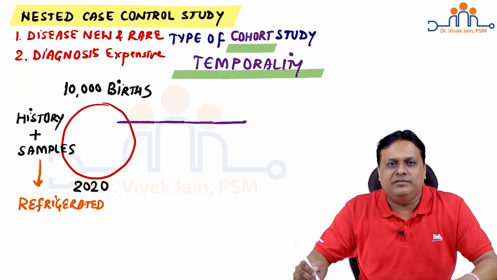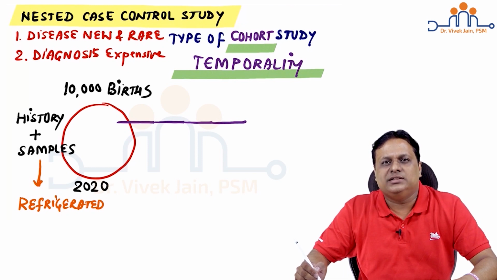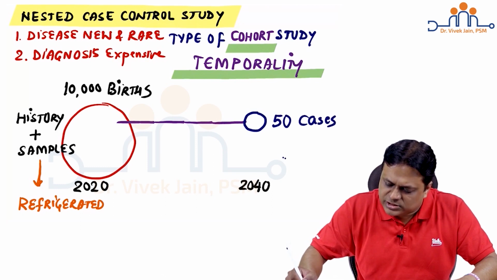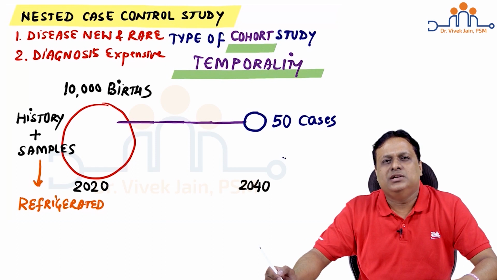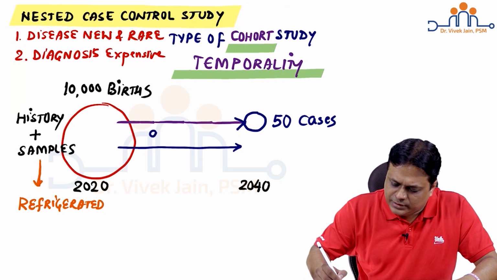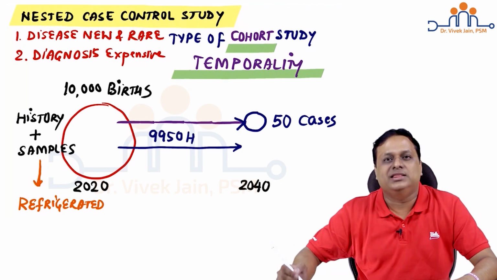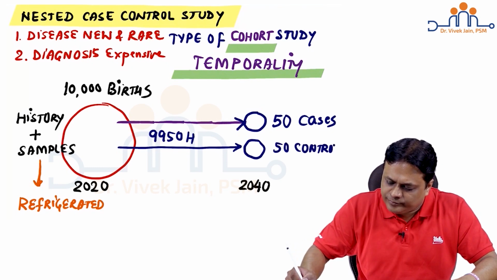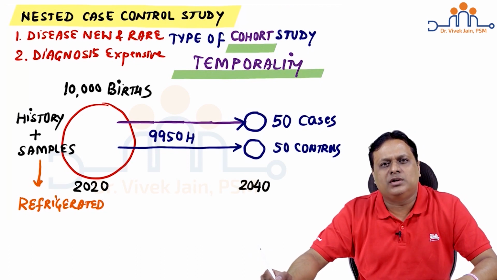But when we wait for another 5 years, that is in the year 2040, suddenly we find 50 cases of a new rare disease have occurred in these 10,000 births who are now 20-year-old adults. So in these 20-year-old adults, 10,000 in the same city, 50 have developed a new rare disease for which the causative agent is not known. Now you can see you have 9,950 healthy people. So you can choose an equal number of 50 controls, or if you want a 1:4 ratio, 200 controls. Now you have material ready for a case control study.